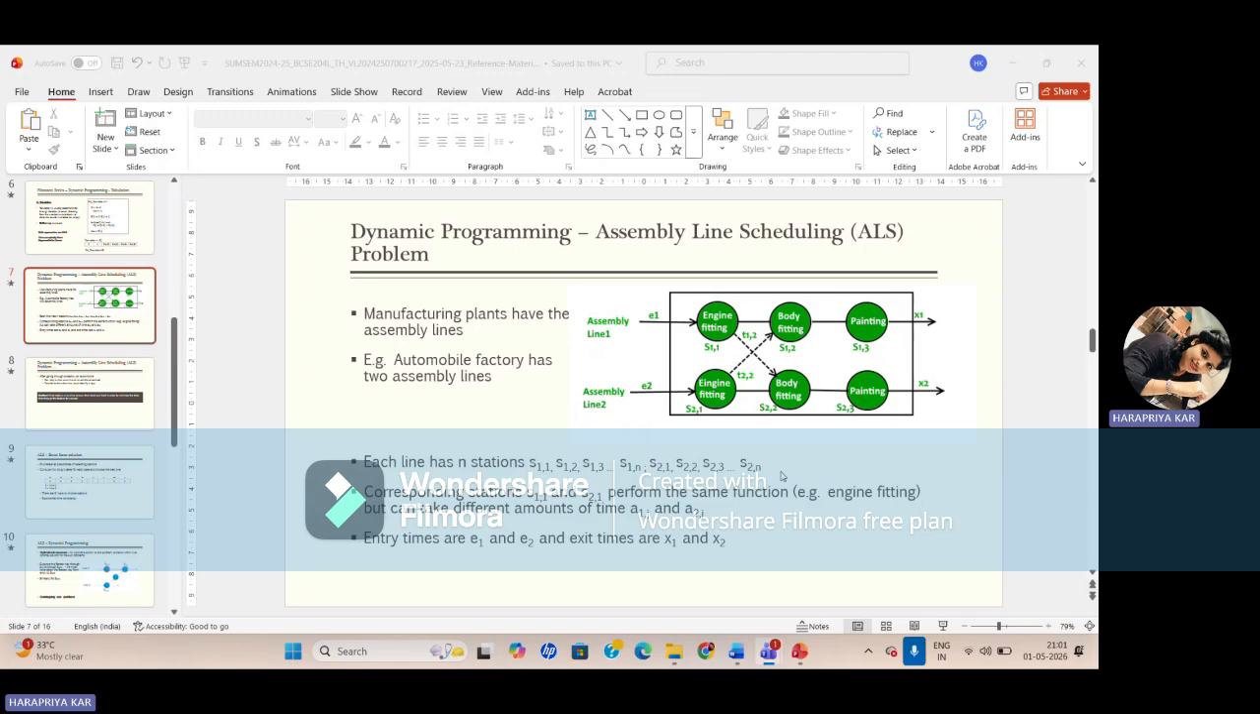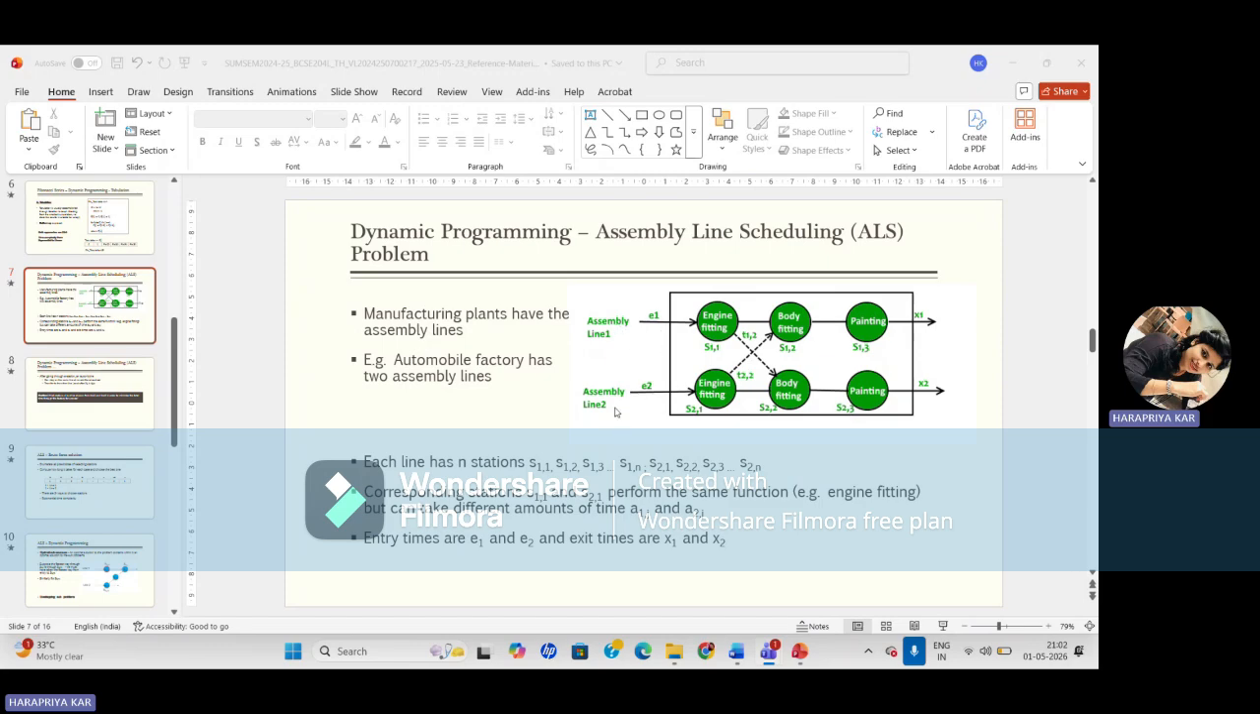Corresponding stations S1,j and S2,j perform the same function, for example engine fitting, but can take different amounts of time, a1,j and a2,j. Entry times are e1 and e2, for assembly line 1 and assembly line 2, and exit times are x1 and x2.